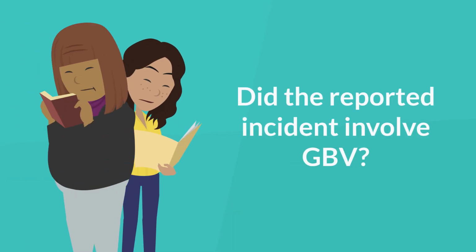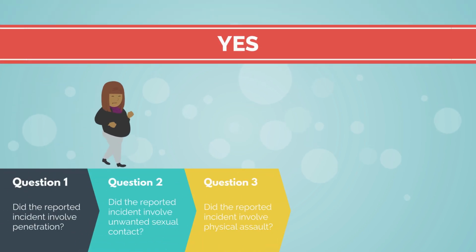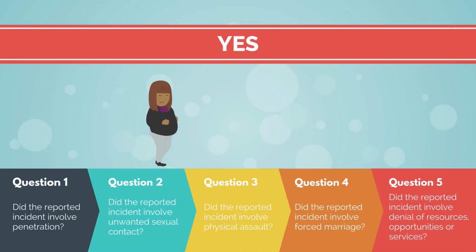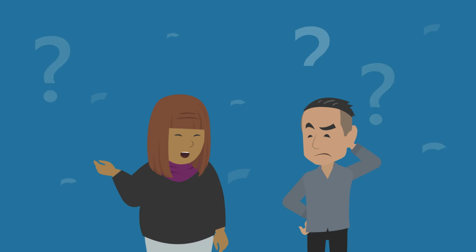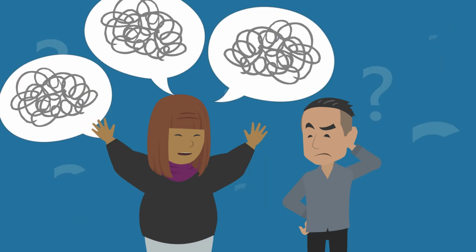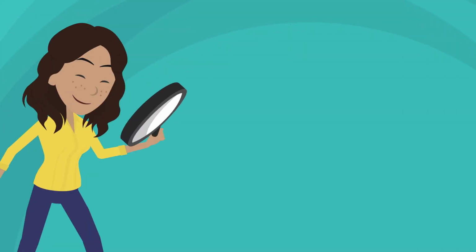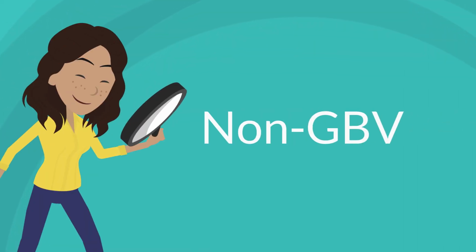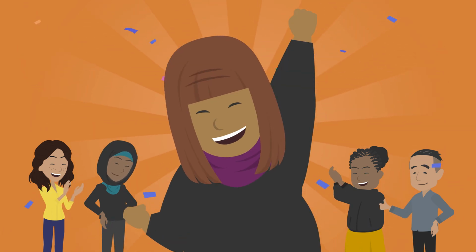Last, did the reported incident involve GBV? If yes, start over at number 1 and try to reclassify the type of GBV again. If you have tried to classify the GBV multiple times, ask your supervisor or GBV-IMS focal point for support. If no, classify the violence as non-GBV. And that's how you use the GBV classification tool.